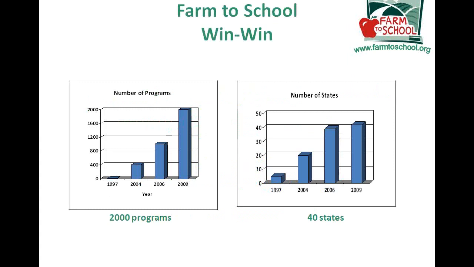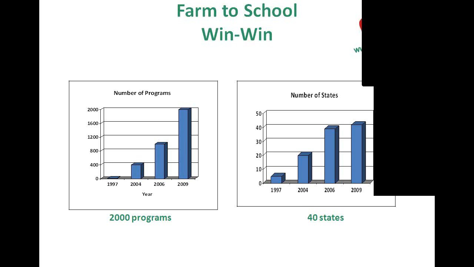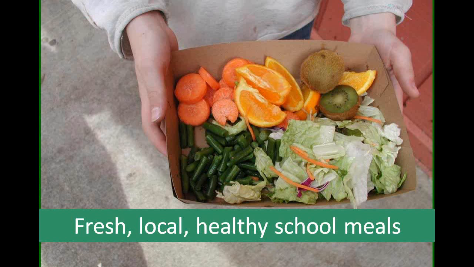So Farm to School has seen a phenomenal growth over the last decade or so. Just from a handful of programs a decade back, we have close to or more than 2,000 programs across the country now in 40 states and reaching more than 10,000 kids. Farm to School is really a win-win situation for all that are involved in the Farm to School approach, for the schools, for the students, for the farmers, for the communities, for the local economy, and for the environment.